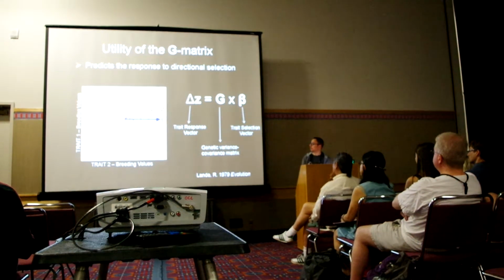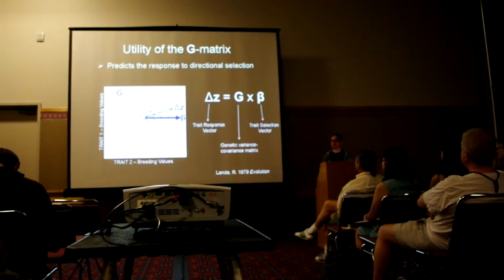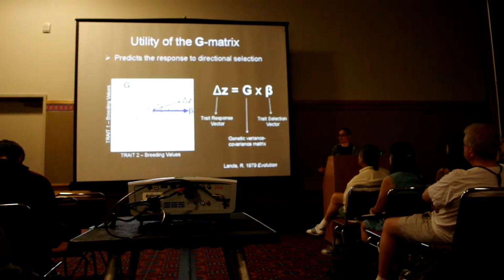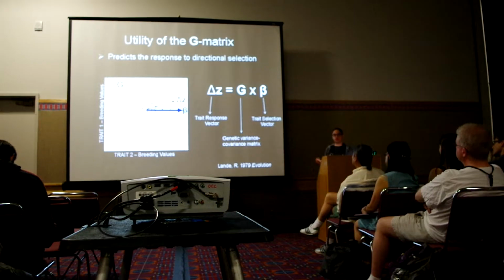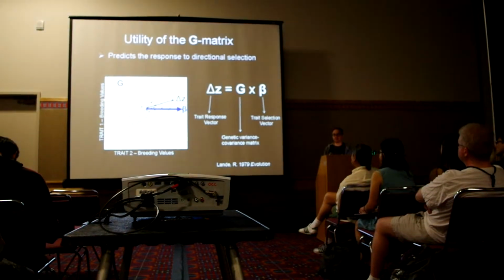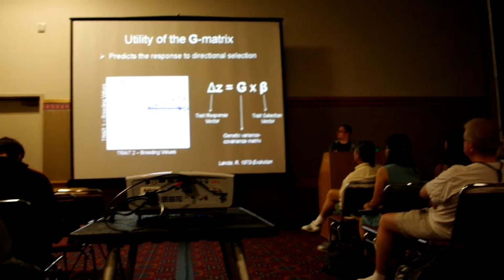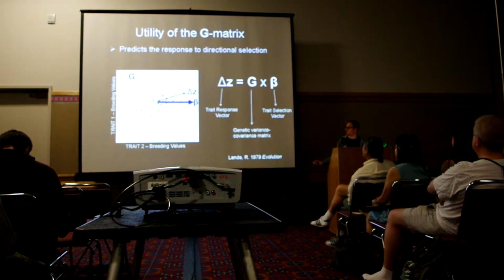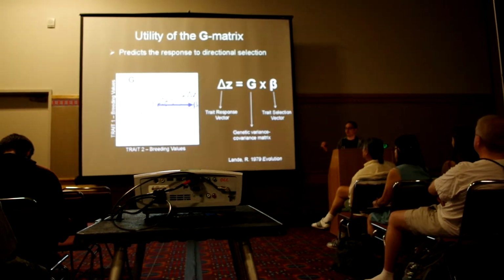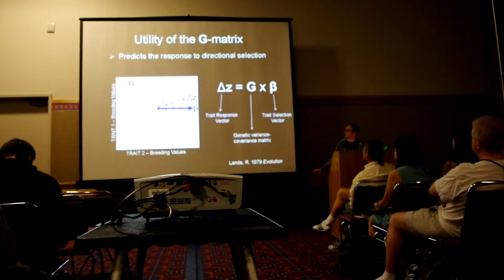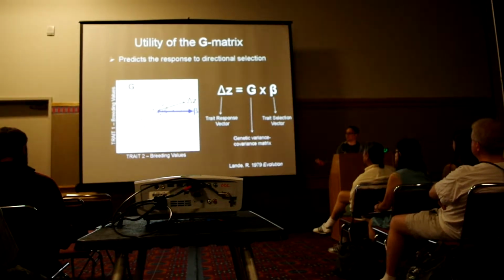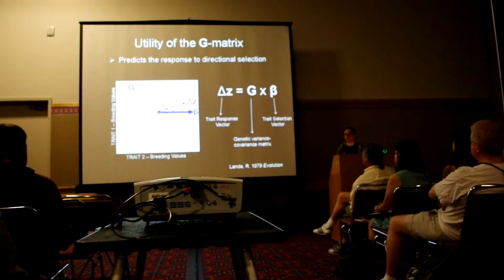The usefulness of this G matrix comes from its ability to predict the response to selection. So if we have a genetic variance covariance matrix, and we know the direction and strength of selection for a set of traits, here represented by this beta vector, then we can determine what the response to selection will be. In this example that I'm giving, the beta vector is selecting for greater values on trait 2. The line of least resistance is this eigenvector 1, the longest axis of the G matrix, and our response to that selection will be somewhere in between the two.